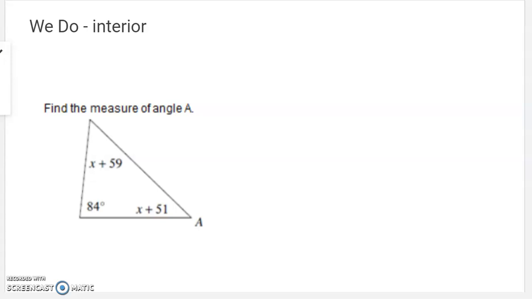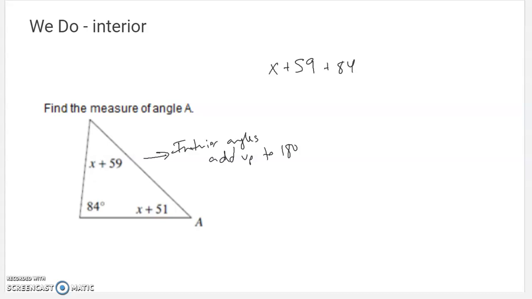Okay, so what is going to be important here is that the interior angles add up to 180 in any triangle. So if I take this angle plus this angle plus this angle, they add up to 180 because they are interior triangle angles. They always will equal 180. All right, so there's my equation.